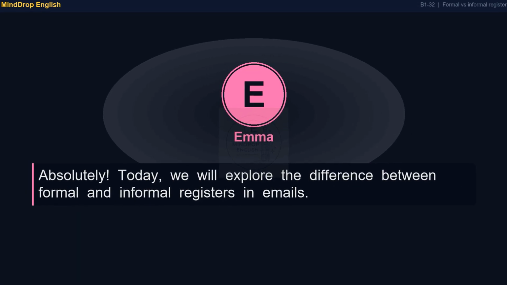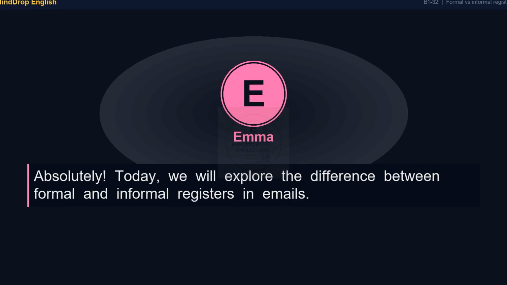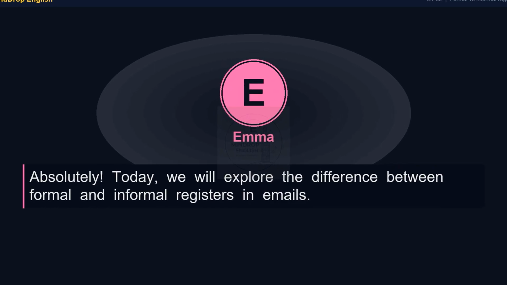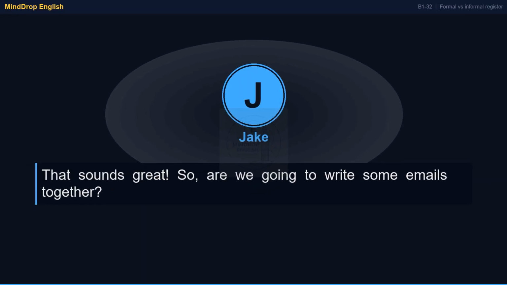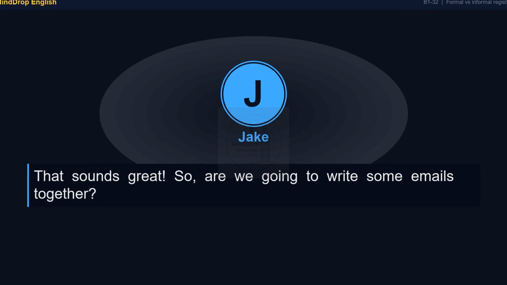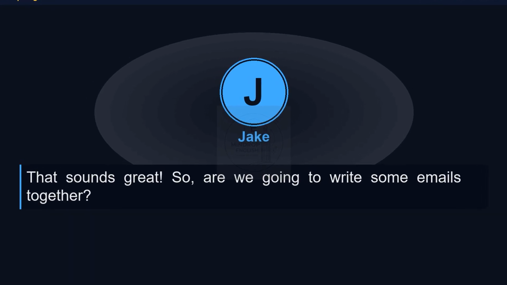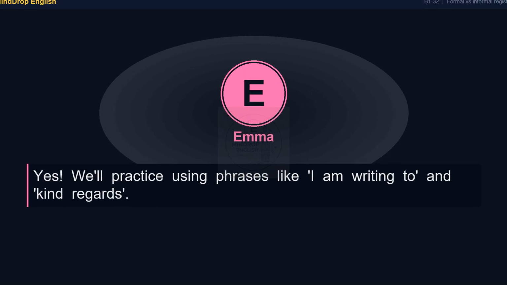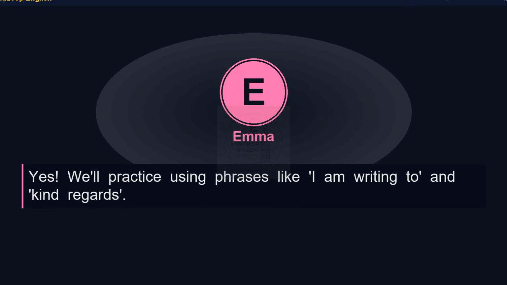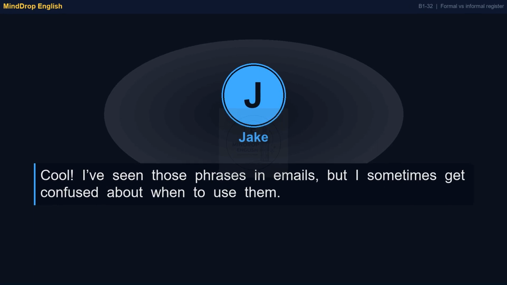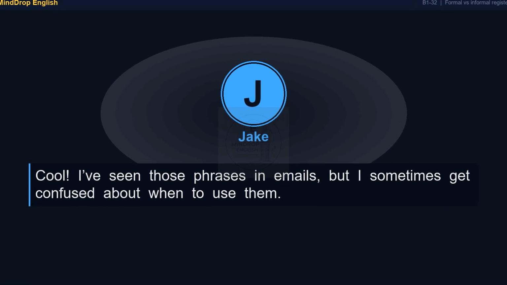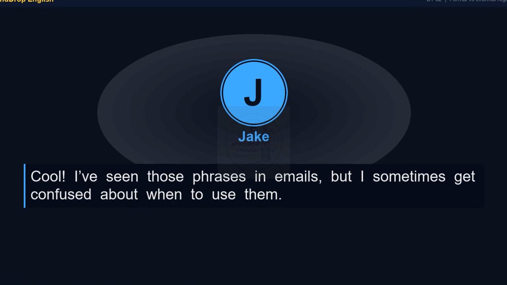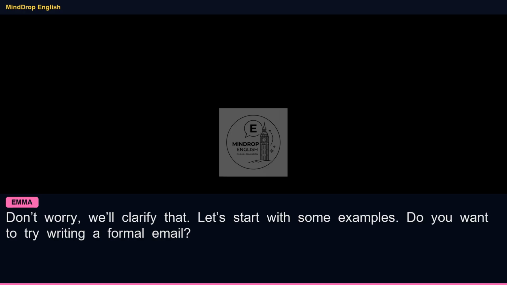Absolutely. Today, we will explore the difference between formal and informal registers in emails. That sounds great. So, are we going to write some emails together? Yes. We'll practice using phrases like, I am writing to, and, kind regards. Cool. I've seen those phrases in emails, but I sometimes get confused about when to use them. Don't worry, we'll clarify that. Let's start with some examples.